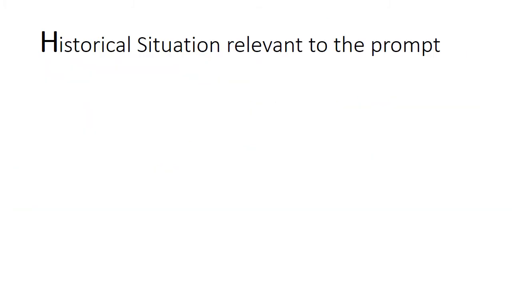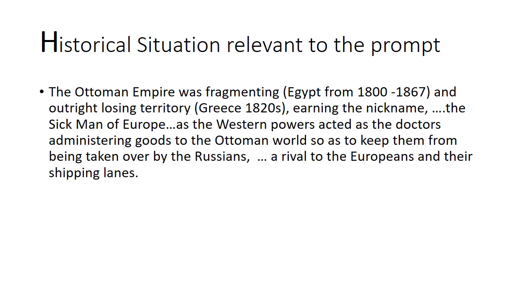Now that you've answered the prompt, you can start to get into the historical situation. Why is that his answer? Well, let's get into that. Remember that the Ottoman Empire was the sick man of Europe. The sick man of Europe was this old patient that was dying because the Greeks started to break away in the 1820s. Egypt, all the way from 1800, from Napoleon and his first invasion, until 1867, when Muhammad Ali comes in and helps to create a kind of satellite to the Ottomans.